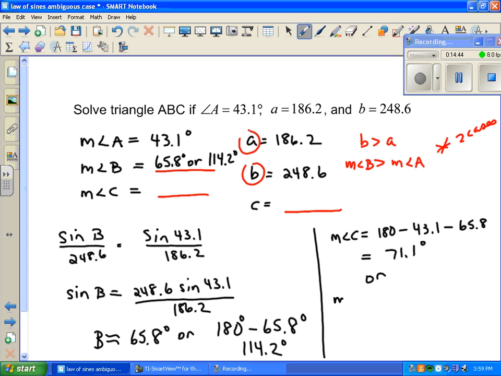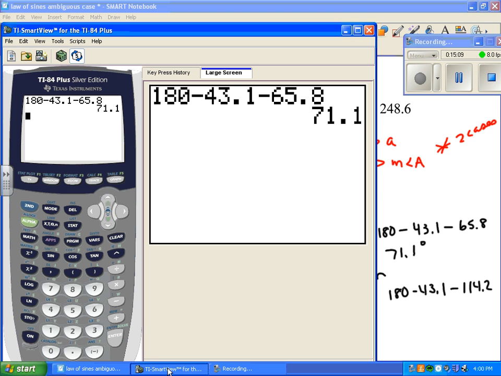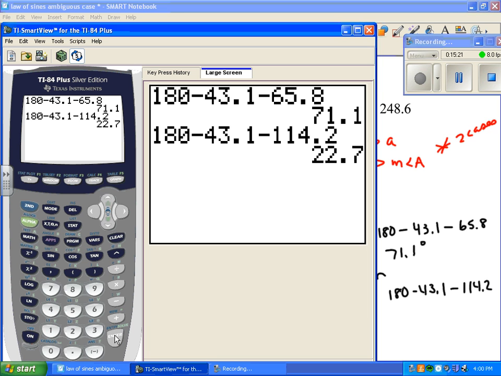Or the measure of angle C is 180 minus 43.1 minus the 114.2. So we're going to take 180 minus 43.1 minus 114.2. Good. And I get a much smaller angle, and that's pretty typical, 22.7.